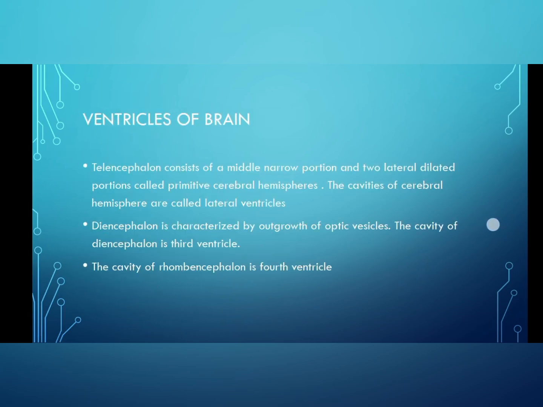Ventricles of brain. Telencephalon consists of a middle narrow portion and two lateral dilated portions called primitive cerebral hemispheres. The cavities of the cerebral hemispheres are called lateral ventricles. Diencephalon is characterized by outgrowth of the optic vesicle. The cavity of the diencephalon is the third ventricle. The cavity of the rhombencephalon is the fourth ventricle.